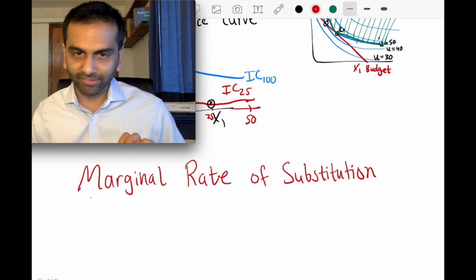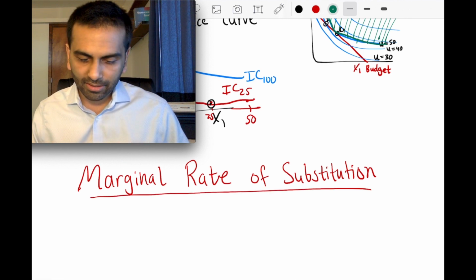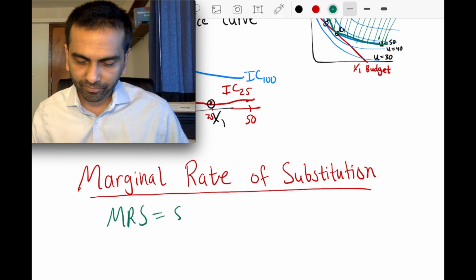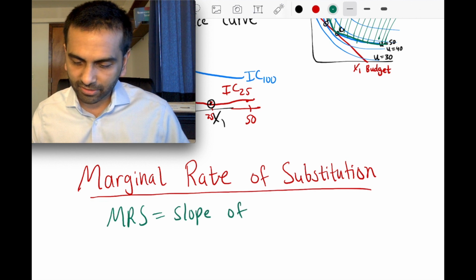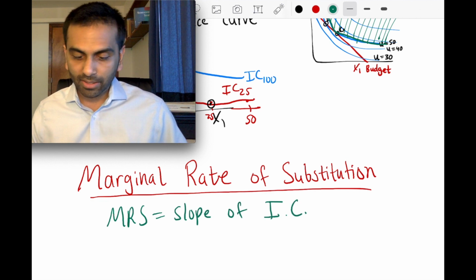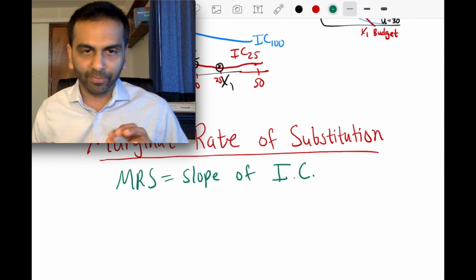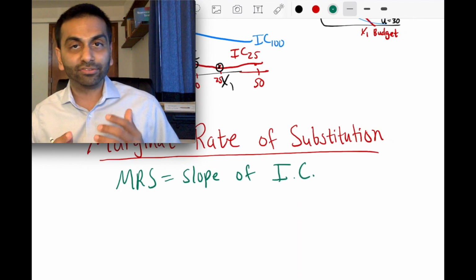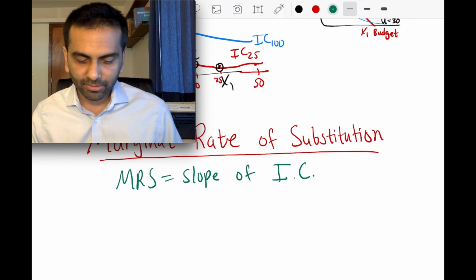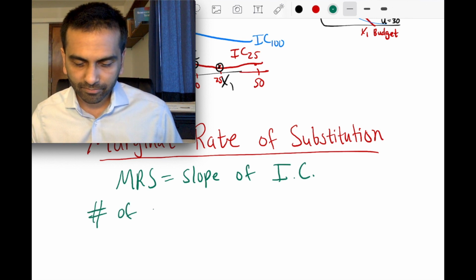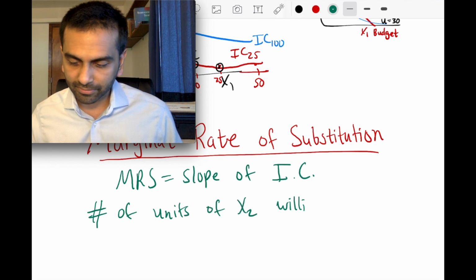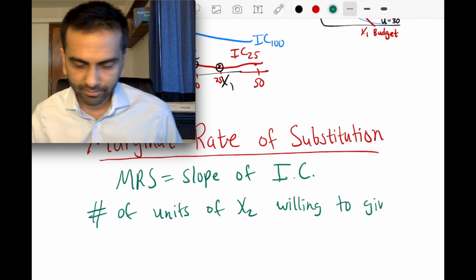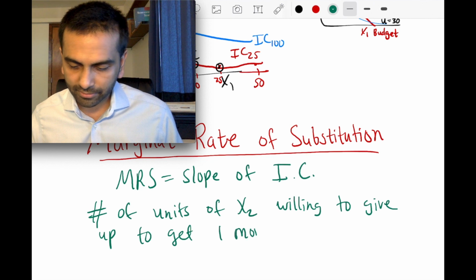So the MRS is essentially the slope of the indifference curve, the IC. And essentially the way to interpret it is how many units of x2 you're willing to give up to get one more unit of x1. That's what the slope means.